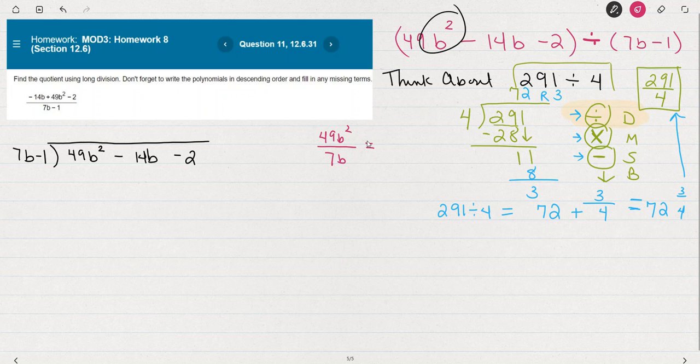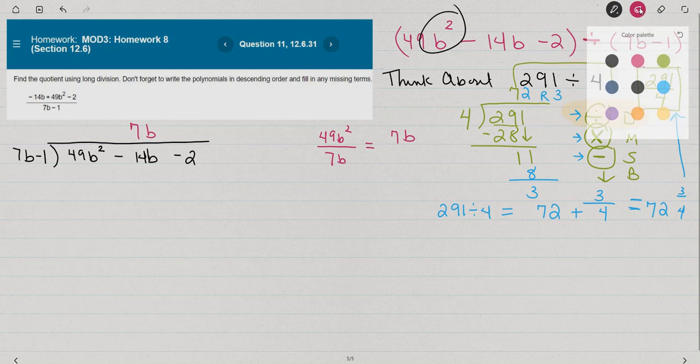So I'm doing 49b squared divided by 7b. I'm going to write that as a fraction, and then it's just simplifying, right? 49 divided by 7 is 7. B squared divided by b is b. So the divisor is 7b minus 1, and the quotient is 7b. I'm going to write that 7b over the b term, so over the minus 14b.